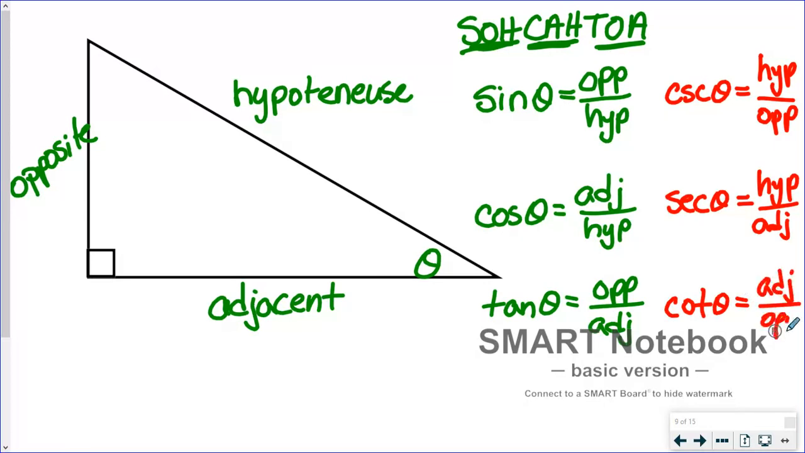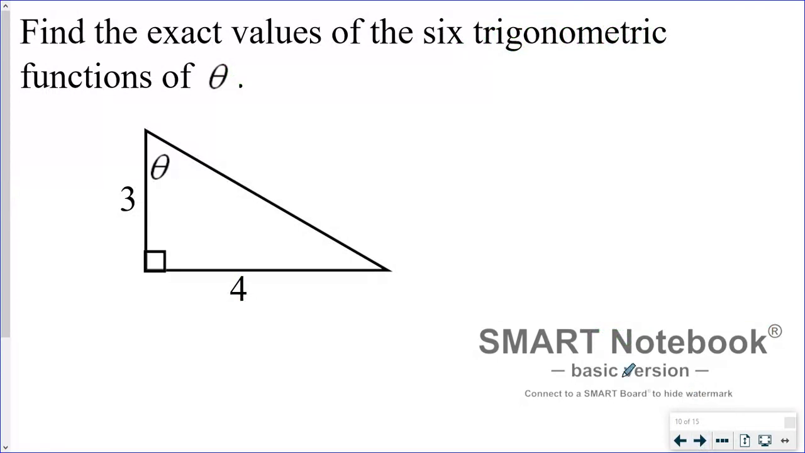Adjacent over opposite. Now, I never really think of these functions in terms of opposite, adjacent, and hypotenuse. I just find these three and then I just flip them, with the actual numbers. I don't really care about all of this stuff. So, okay, with that in mind, let's find the exact values of these 6 trigonometric functions of theta.